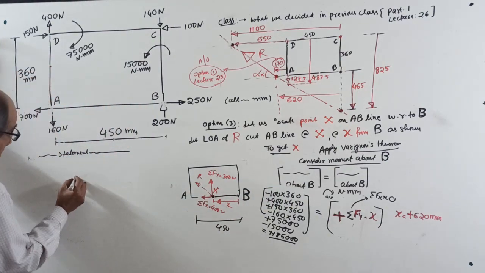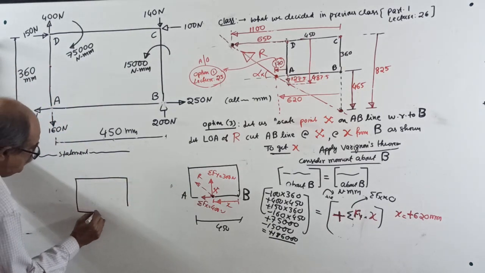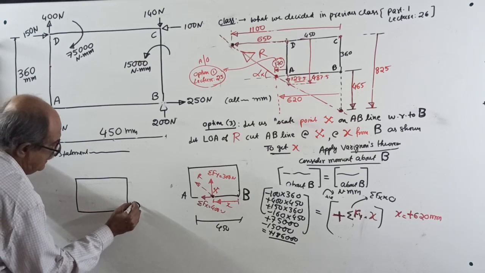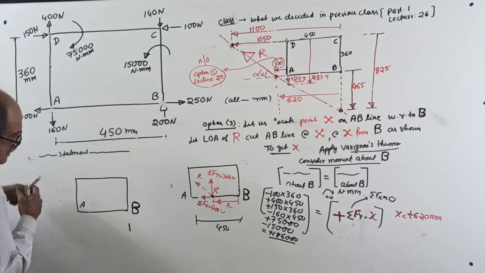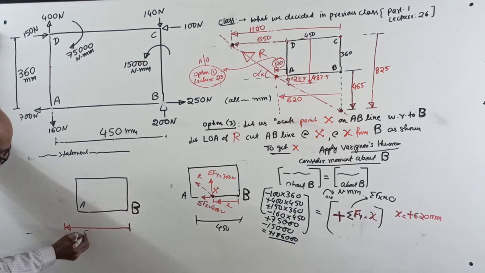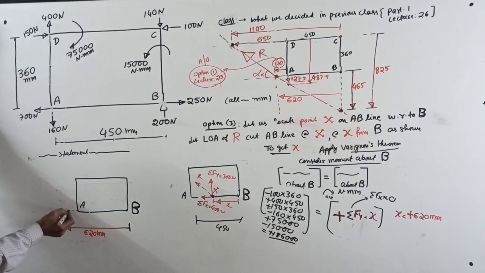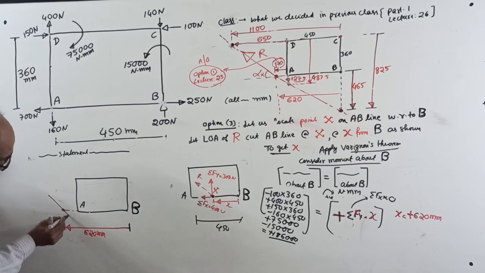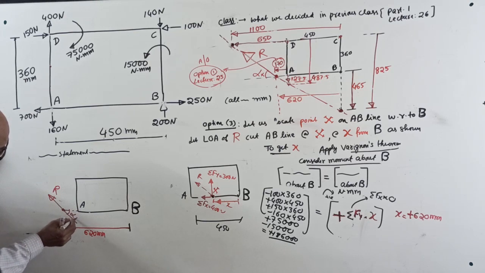Okay, therefore I write here now. The final answer will be: from the point B, along the BA line, you have to come left by 620 millimeter. Then, somewhere here, this is the point x through which your resultant will pass. Resultant R, enter the answer, alpha x you enter, 620.